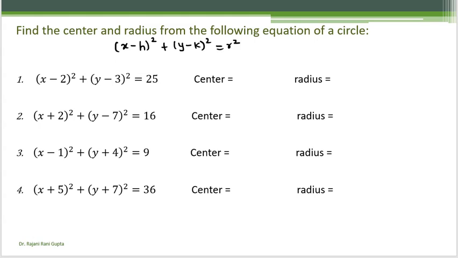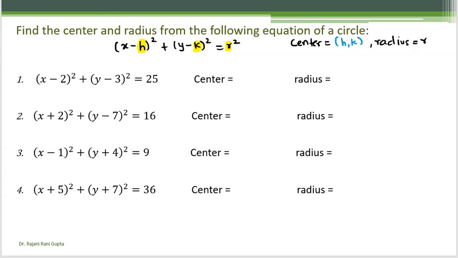When this is the equation of a circle, we know that the center is always the point (h, k), because here both the signs are negative. So the center is the point (h, k), and the radius is the square root of this value. If it is r^2, the radius is r. So we'll use this to find the center and the radius for the given equation.